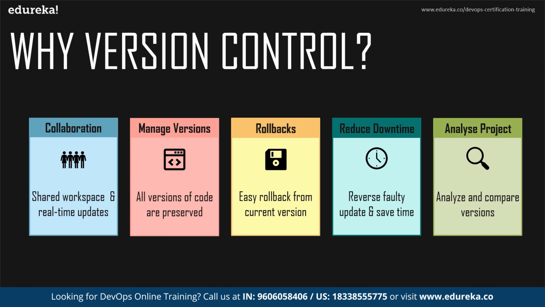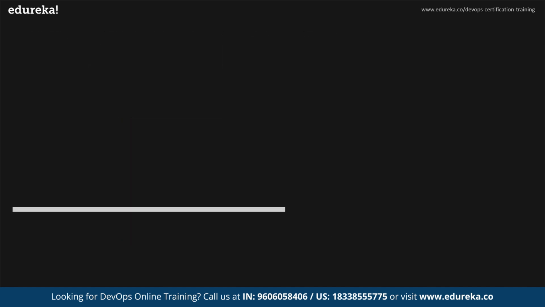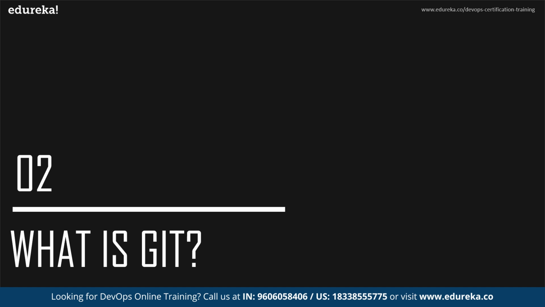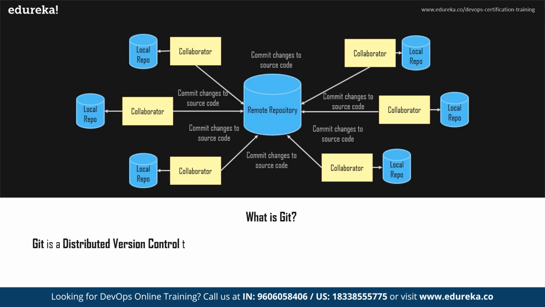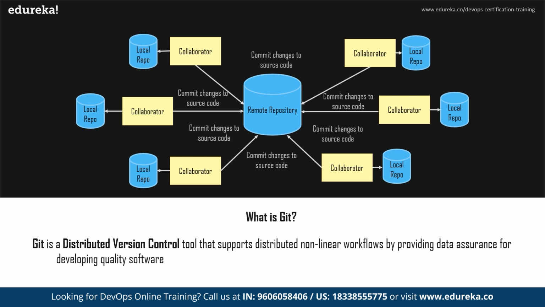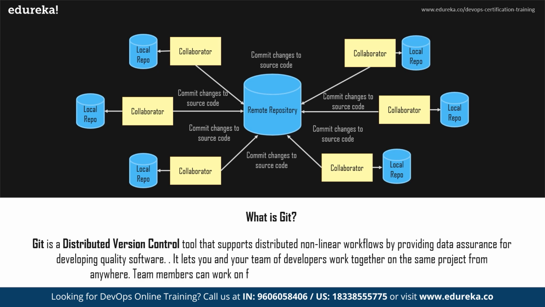So now that you have a basic sense of what is version control and why you need version control, let's understand one of the most popular version control systems that exists today, and that is Git. So Git is a distributed version control tool that supports distributed nonlinear workflows by providing data assurance for developing quality software. So basically it lets you and your team of developers work together on the same project remotely from anywhere across the world.